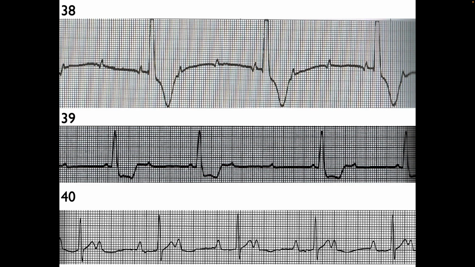Okay. Number 38, please. I believe this is a second degree AV block type 2. Good. Because the PR interval is not constant. Excellent. And multiple orphan Ps. Good. Okay, 39, please.